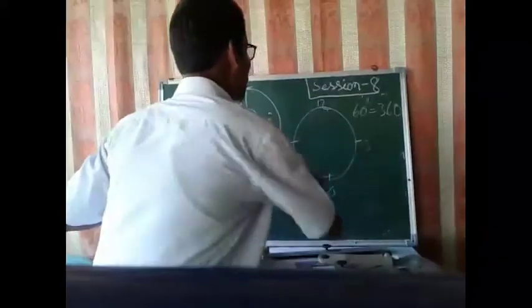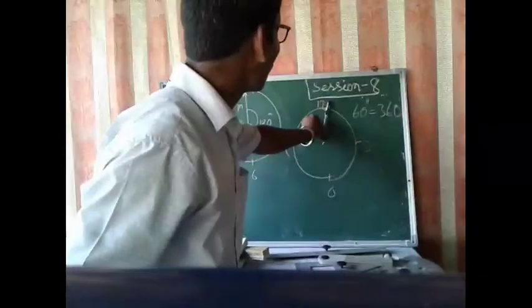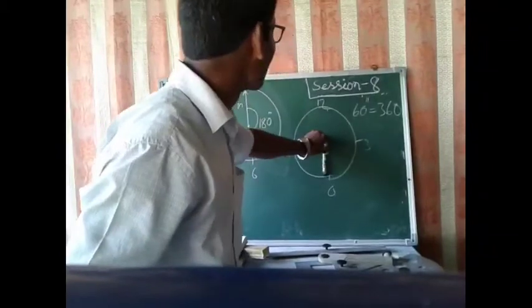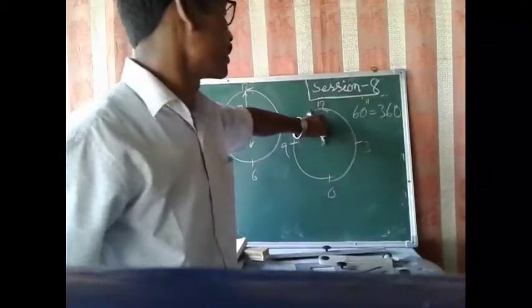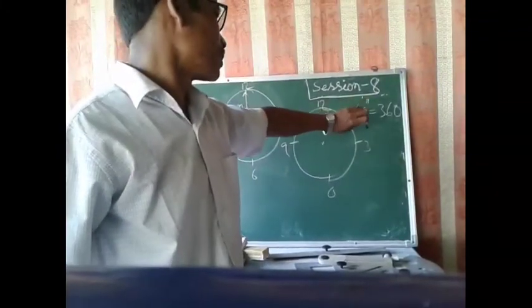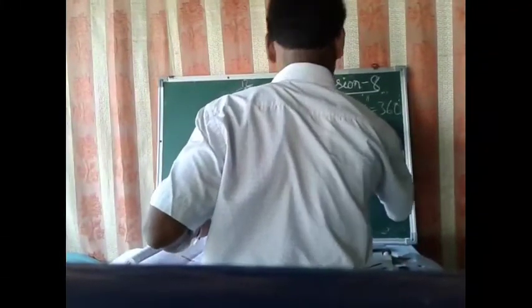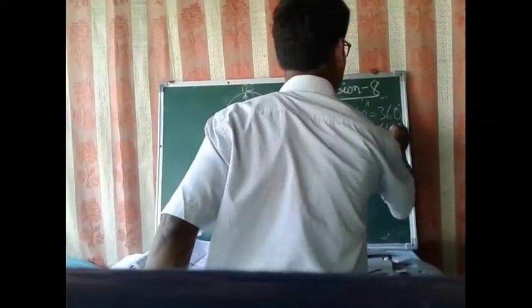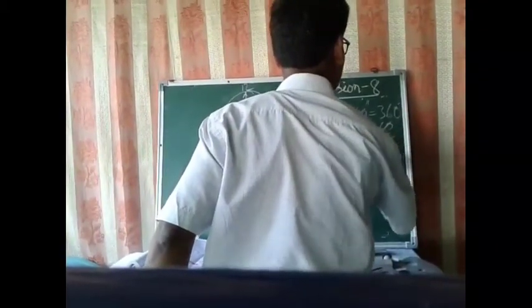When a minute hand completes 1 turn, it completes 60 minutes. Therefore, 60 minutes equal 360 degrees. Therefore, 1 minute equals how much? 360 degrees divided by 60. That is 6 degrees.